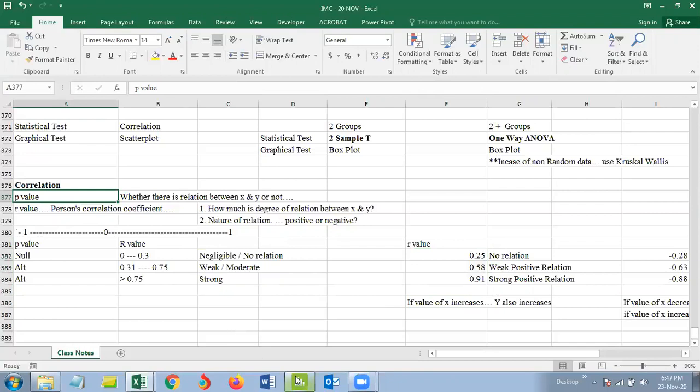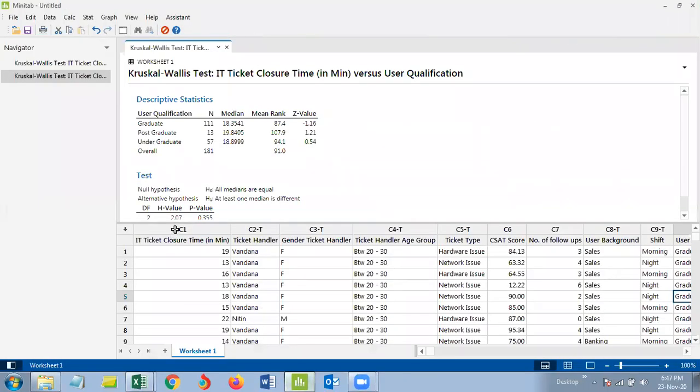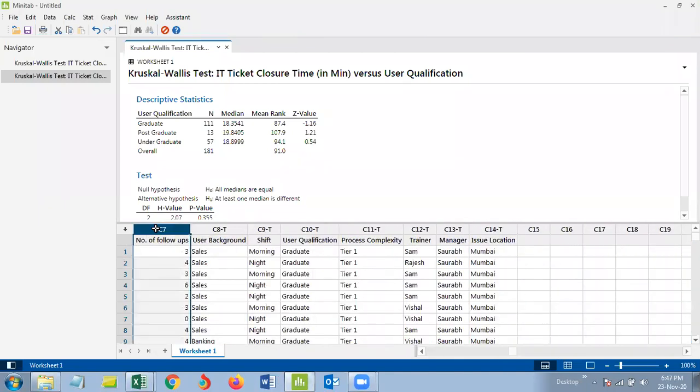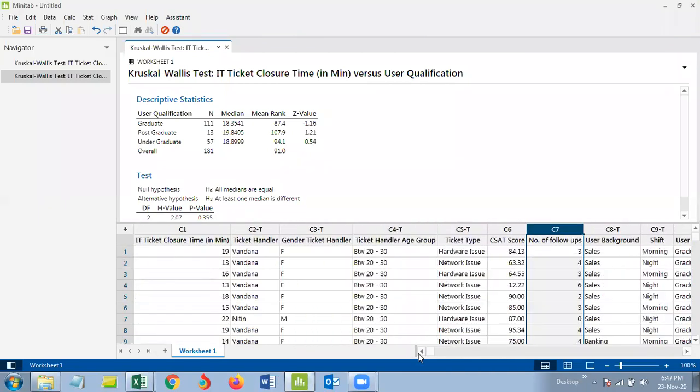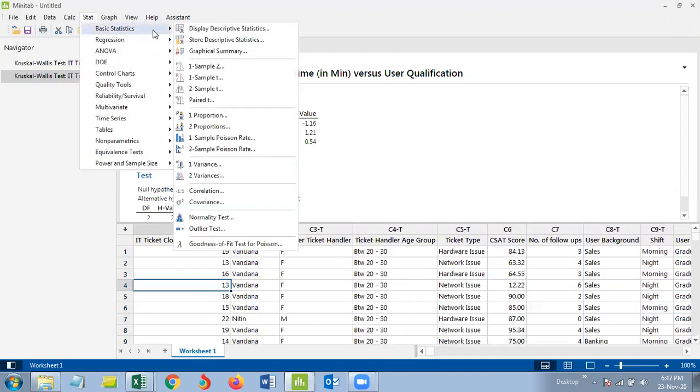While we do this, let me explain. Here this is my Y, and we have got this X as number of follow-ups. We have another X, which is CSAT score. We want to find out whether customer satisfaction score has an impact on ticket closure time. Let's check. Stats, basic statistics, and we go down till correlation. We click on this correlation.